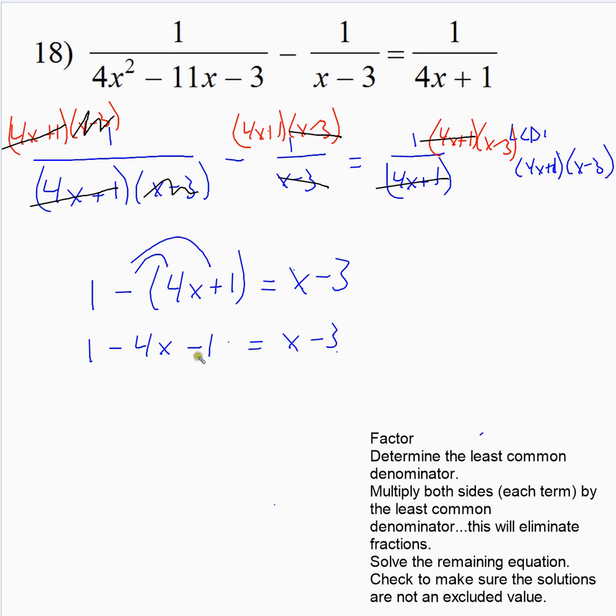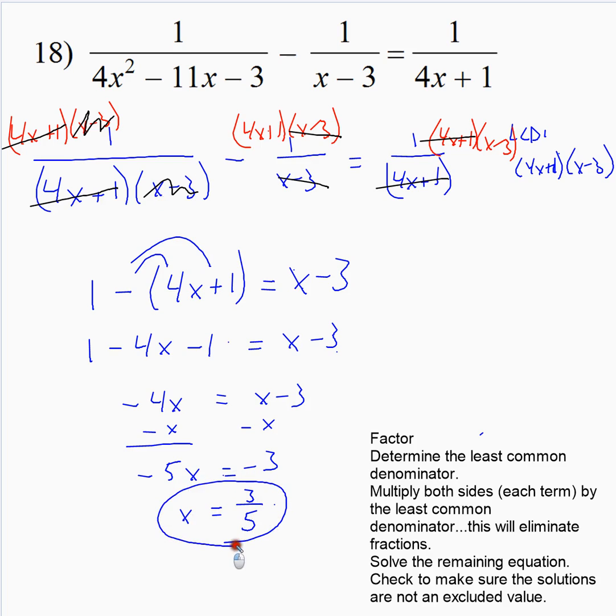We actually have a 1 and a minus 1, which is 0, so we just have negative 4x equals x minus 3. We'll subtract x from both sides. Negative 5x equals negative 3. Dividing both sides by negative 5 gives 3/5. That is not excluded from here because it won't make either of those 0. So our answer is x equals 3/5.